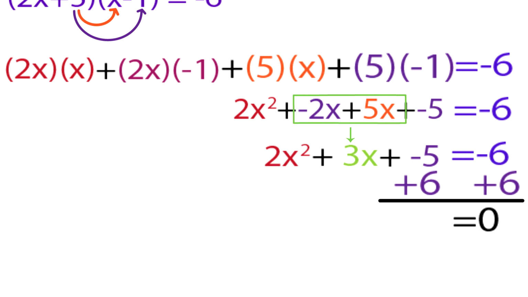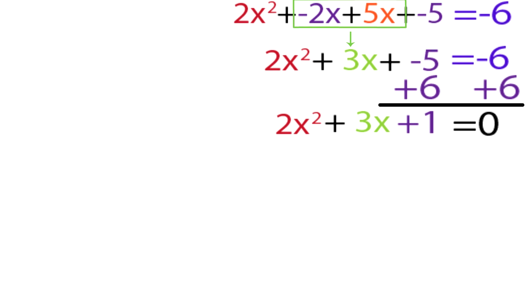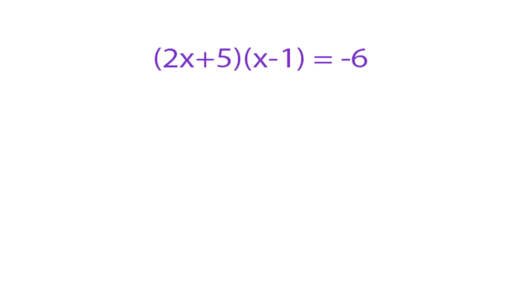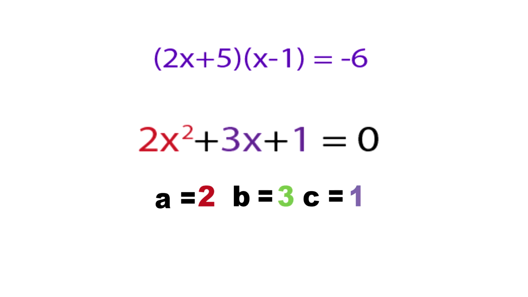Then combining like terms, negative 5 plus positive 6 is equal to positive 1. So our equation now is 2x squared plus positive 3x plus positive 1 is equal to 0. Is this in standard form now? Definitely yes. So the value of a is 2, the value for b is 3, and the value for c is 1. So the standard form of the given quantity of 2x plus 5 times the quantity of x minus 1 equals negative 6 is 2x squared plus 3x plus 1 is equal to 0. And the value of a is 2, the value for b is 3, and the value for c is 1.